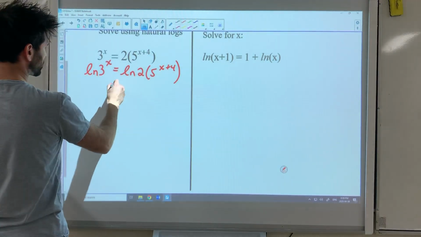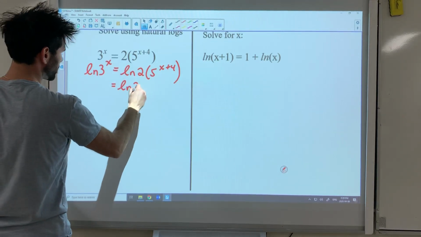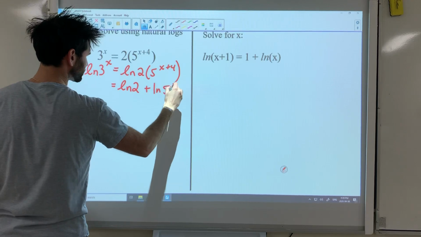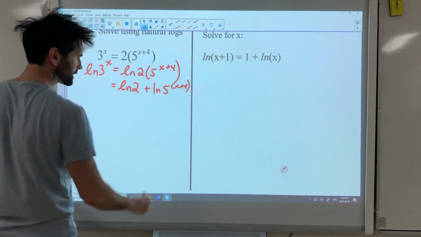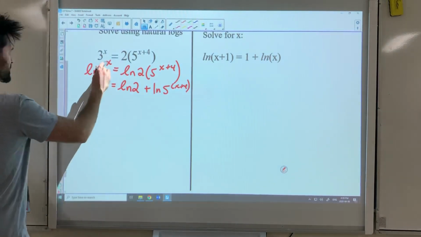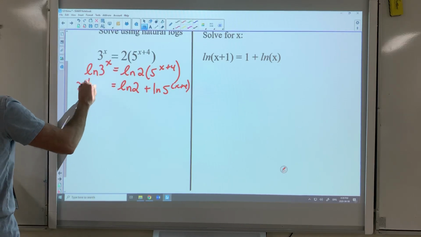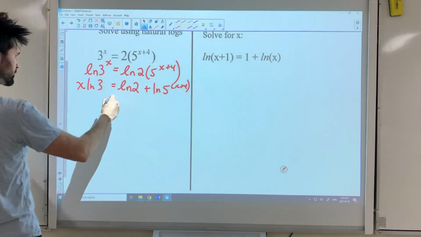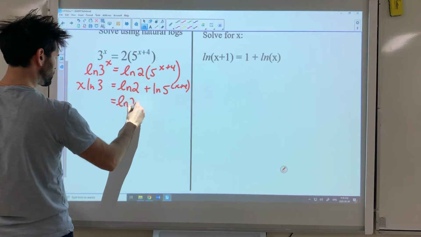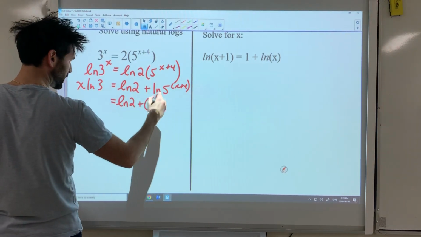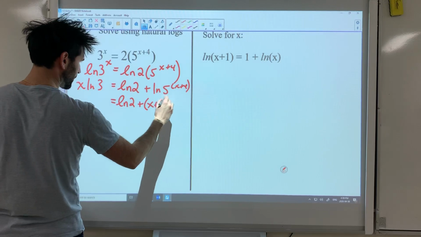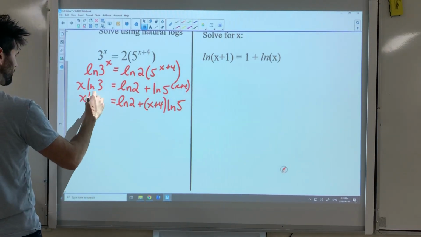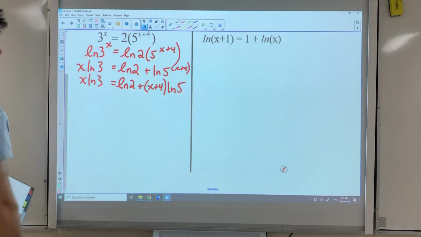I have the product law here, so I can rewrite it like that. On this side I can bring the x down in front using the power law. I have to do the same thing over here. I need to bring this down in front. Don't forget the brackets. There we are. Now what?